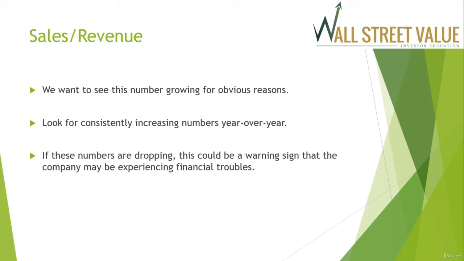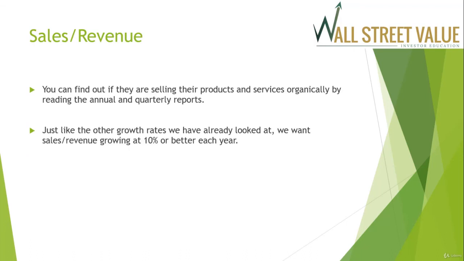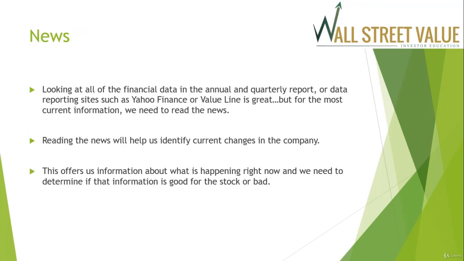We want to see this number growing for obvious reasons, and we want to look for consistently increasing numbers year over year. If these numbers are dropping, this could be a warning sign that the company may be experiencing some financial troubles. You can find out if they're selling their products or services organically by reading the annual and quarterly reports, also known as the 10K and 10Q. Just like the other growth rates we've already looked at, we want sales revenue growing at 10% or better each year. Looking at all this financial data in the annual and quarterly report or data reporting sites such as Yahoo Finance or ValueLine or Morningstar, it's great.